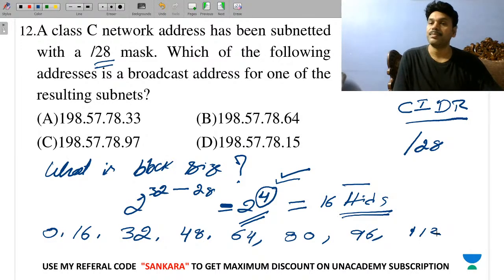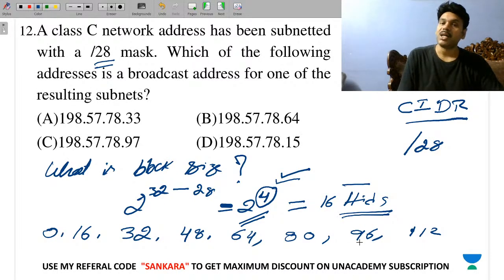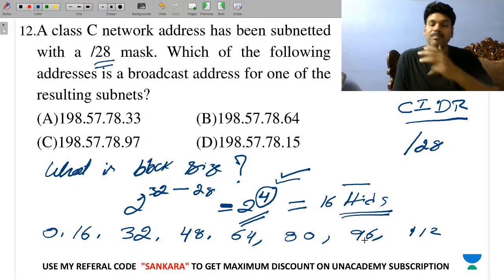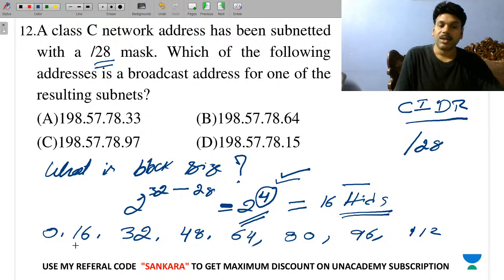Very simple to do. Now you tell me, he is asking for the broadcast address. Broadcast address means the number just before the next subnet. So in this it is 15. In this it is 31. In this it is 47. In this it is 63. In this it is 79. In this it is 95. In this it is 111.